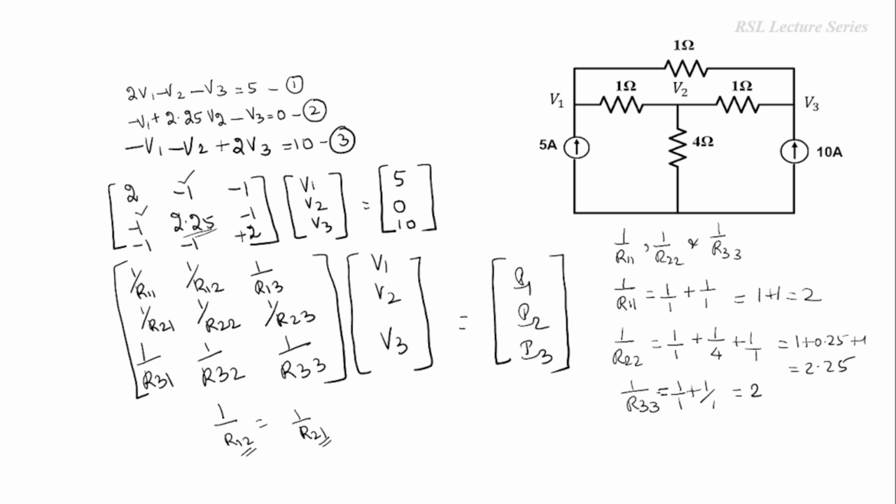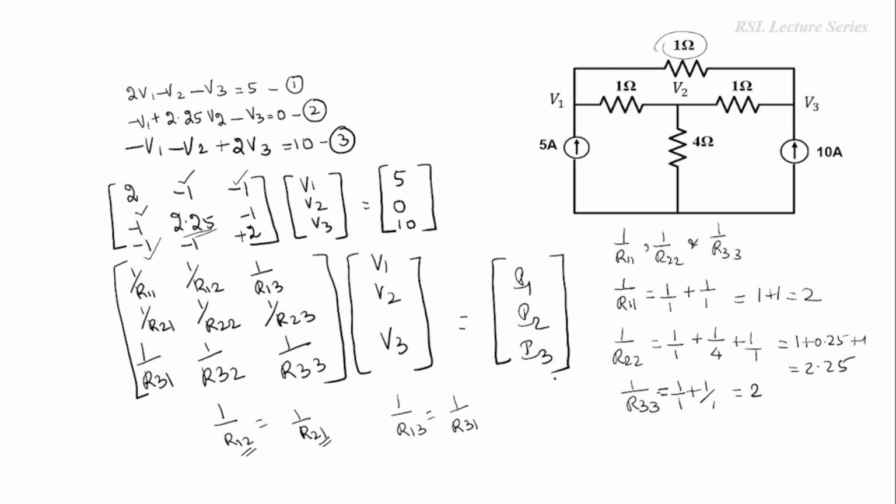Similarly, R13 will be equal to R31. This is again the reciprocal of the common element with the negative sign connected in between node 1 and node 3. So in between node 1 and node 3 we have this 1 ohm resistor. So 1 by 1 is 1 with the negative sign, minus 1. So here again minus 1, minus 1.